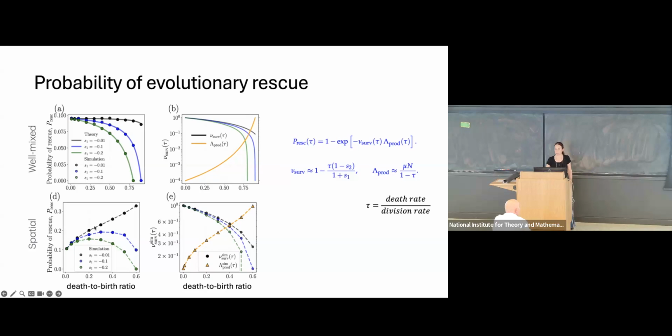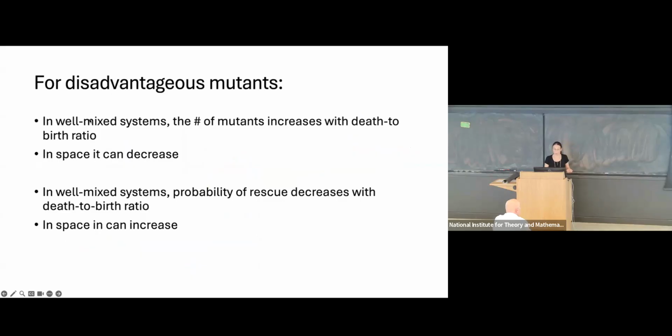So in the spatial colony, in a colony that grows with a lot of turnover, dying and dividing, this very important measure starts depending differently on the parameters. So the other conclusion for disadvantageous mutants: in a well-mixed system, probability of rescue decreases with death to birth ratio, and in space, it can increase.